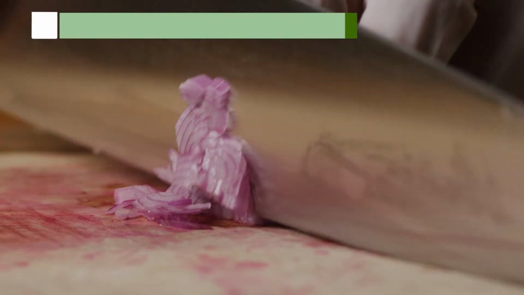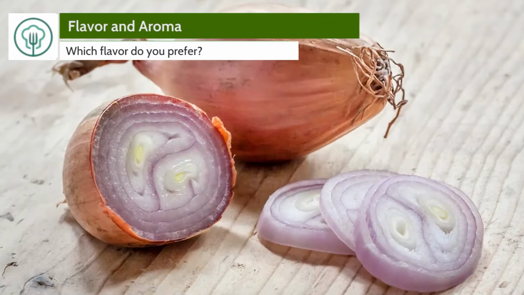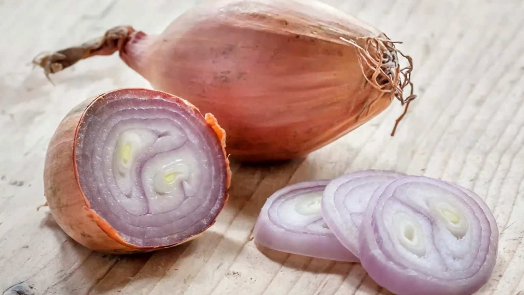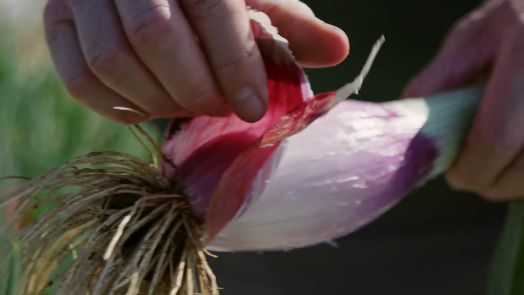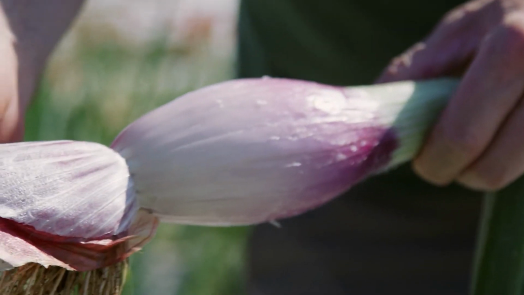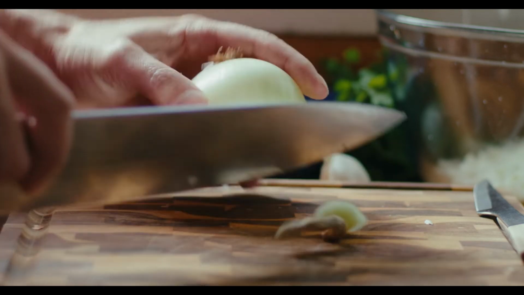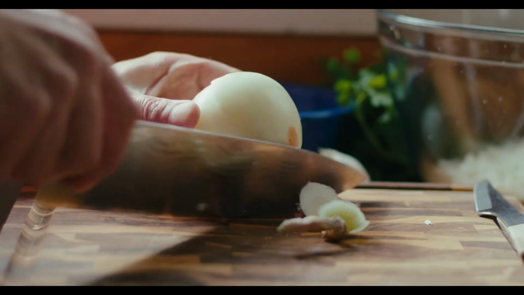One of the main differences between shallots and onions is their flavor and aroma. Shallots have a milder, sweeter taste than onions, with a subtle hint of garlic. They also have a less pungent aroma than onions, which can be overpowering for some people. On the other hand, onions have a strong, distinctive flavor and aroma that can add depth and complexity to your dishes.